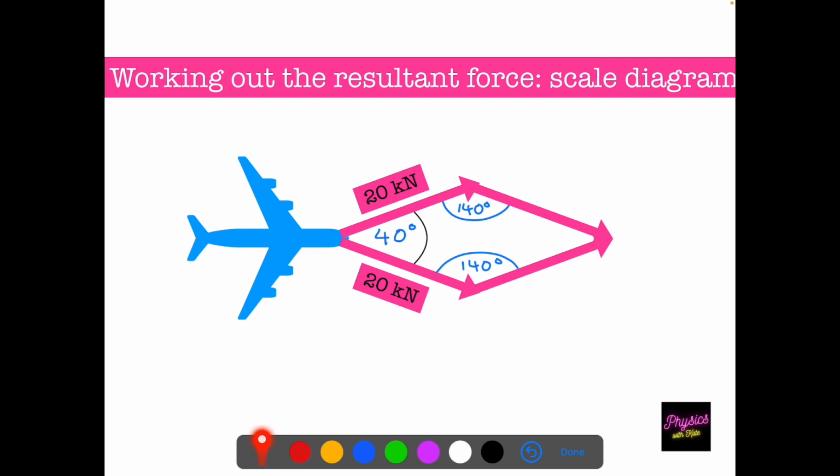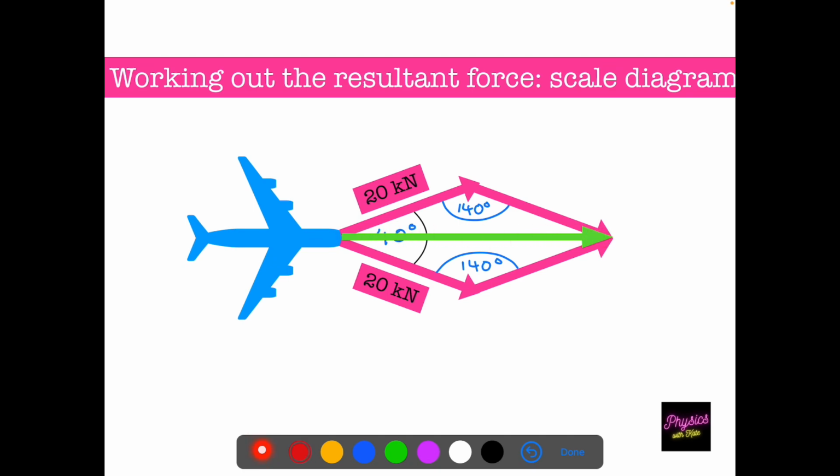How do we work out the resultant force? Well, what we're going to do is join the vertex of the parallelogram, remember vertex means corner, with the opposite corner of the parallelogram. Here we go, here's one I made earlier. So the green arrow represents the resultant force.